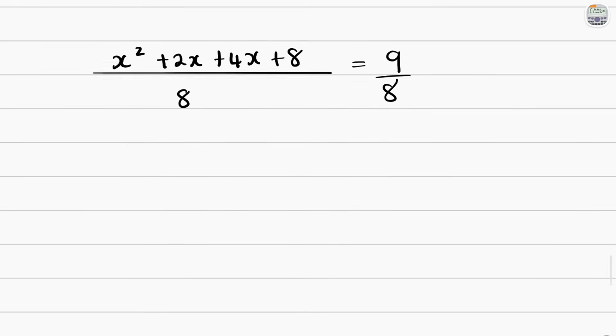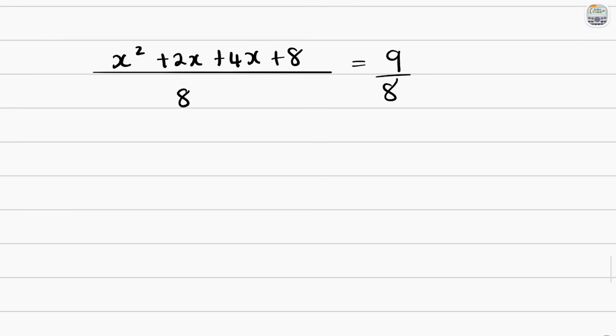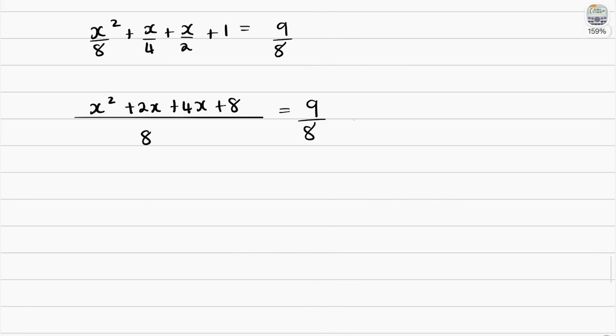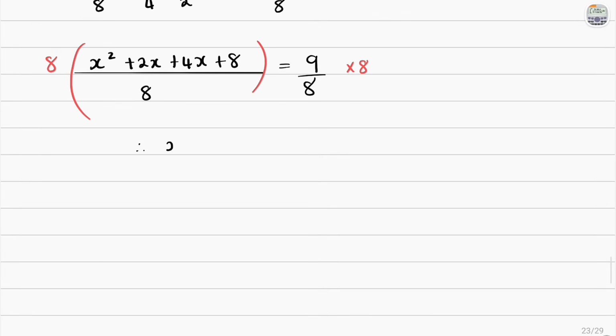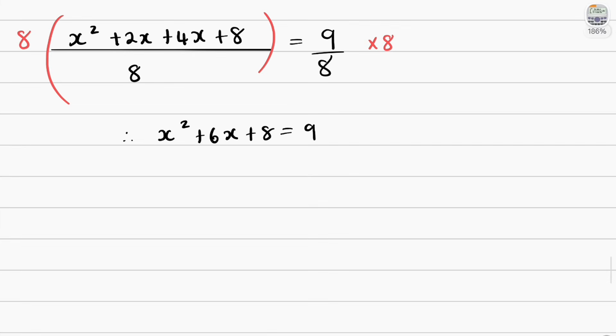And here we have equivalent fractions, so we can just get rid of the denominator. You can just decide to multiply both hand sides of this equation by 8, and then it's gone. So therefore, x squared, and we have positive 6x plus 8 is equal to 9. And if you transpose the 9, we have x squared plus 6x, and 9 minus 8 is negative 1.